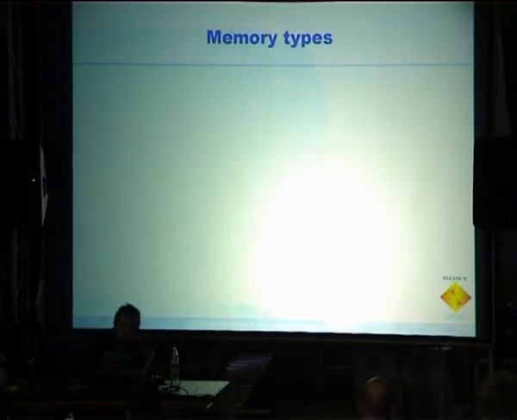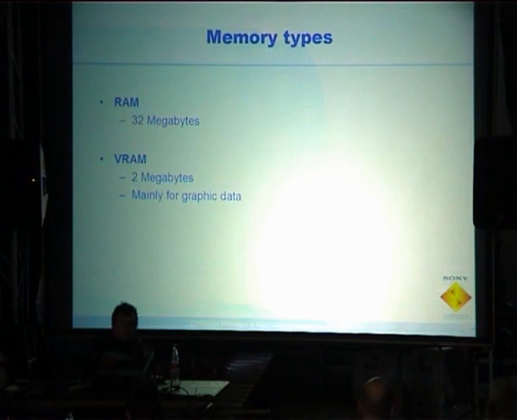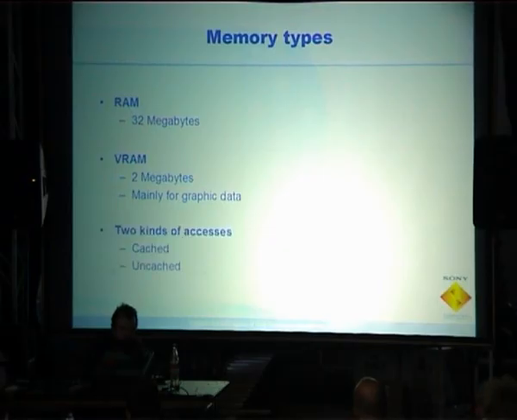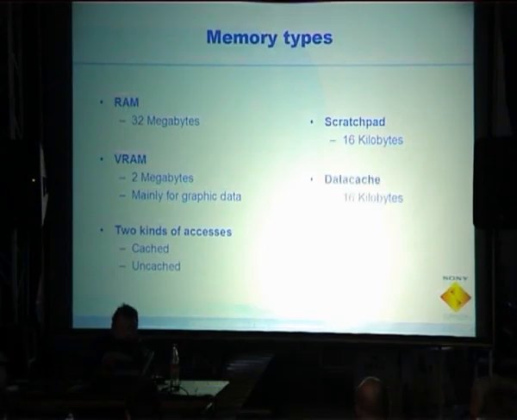Memory types on a PSP: you've got the normal main RAM, which is 32 megs. You've got 2 megs of VRAM, which is mainly used for graphics data. You've got cached and uncached access. You've got a 16K scratchpad, which is not as fast as the one you're used to on the PS2, but it's still faster than normal RAM. You've got a 16K data cache and a small write buffer.